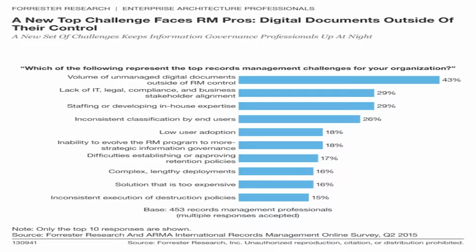One of the things that Forrester does on an annual basis, we've been working with the industry association ARMA for the last 7 years, and every year we survey their member base on various trends facing records and information management professionals. This year, in 2015, we surveyed and asked the question, so what are the top challenges facing your records management program? And the #1 response this year, for the first time actually, was the volume of unmanaged digital documents that sit outside of traditional records management control.